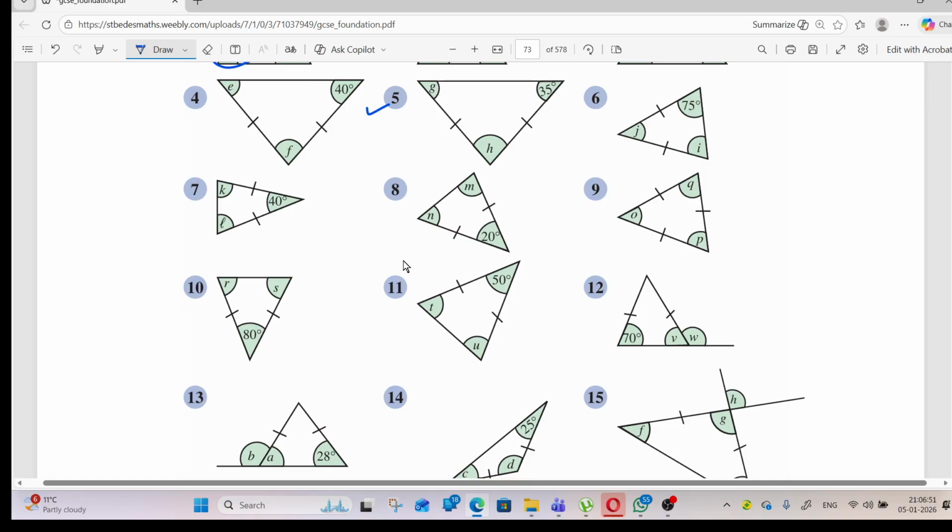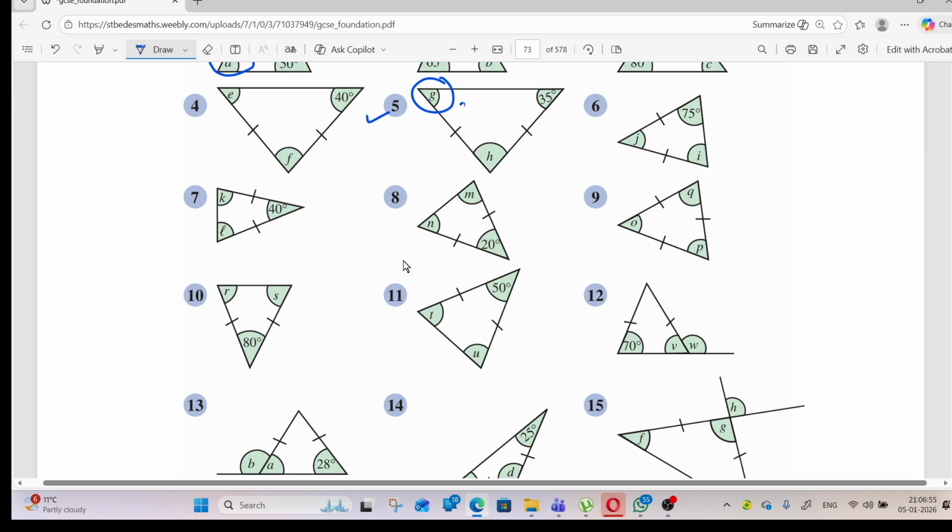How much is angle G? This angle? 35. Yes, 35. Can you find H now? Because you know these two are 35. No, 35. If you add these two, you get 70. 180 minus 70, 110, right? Try this one, number 8.